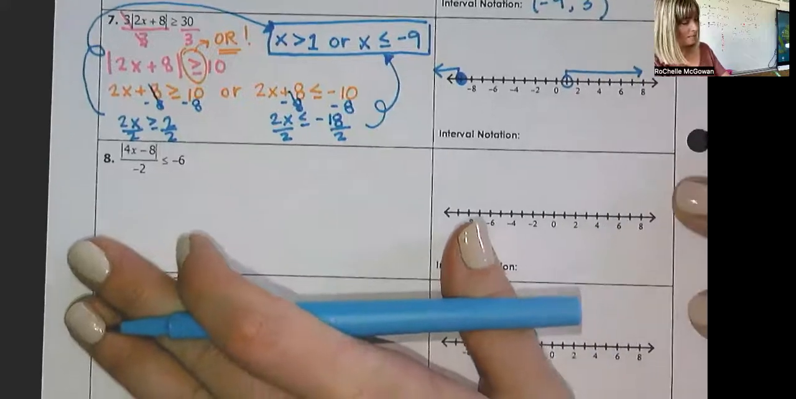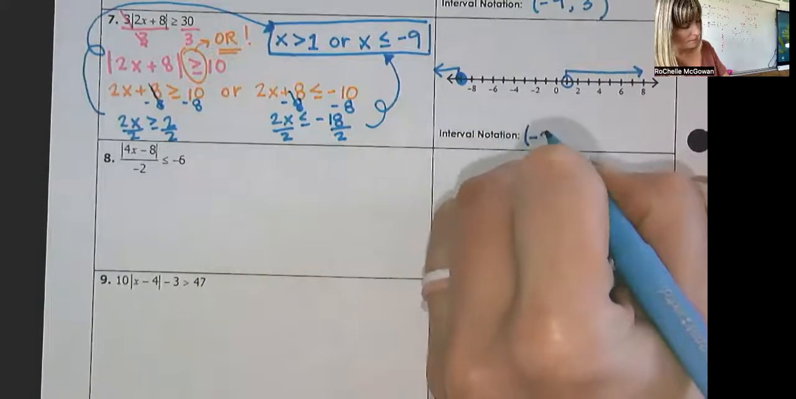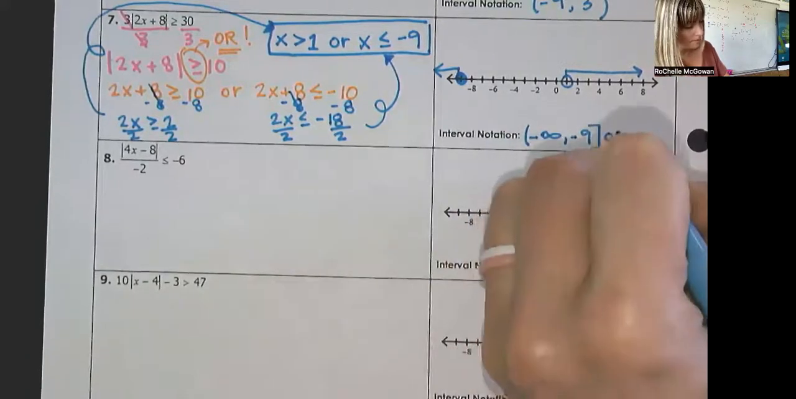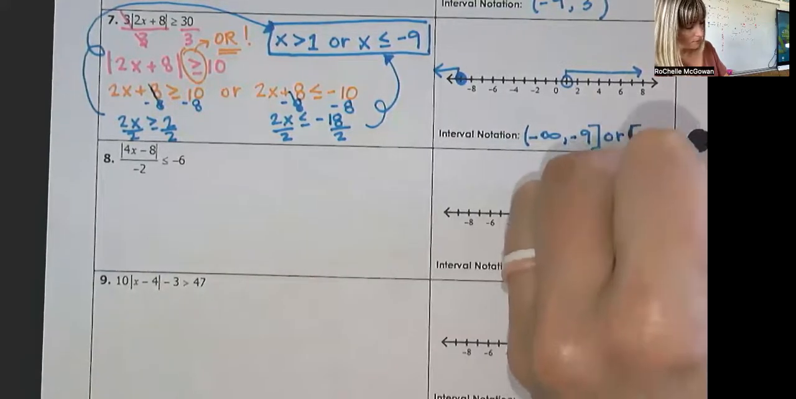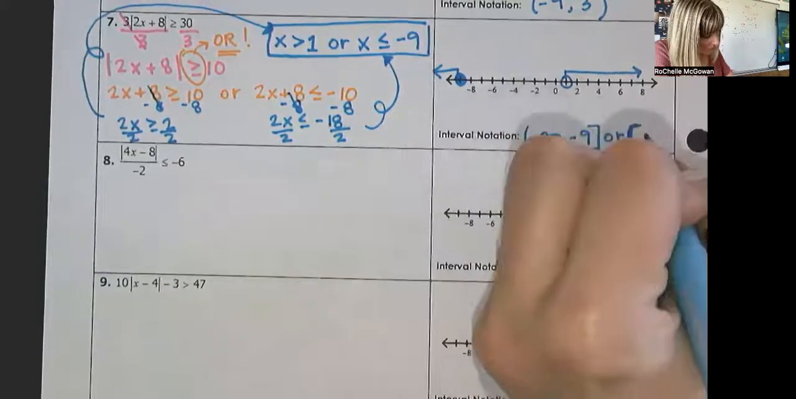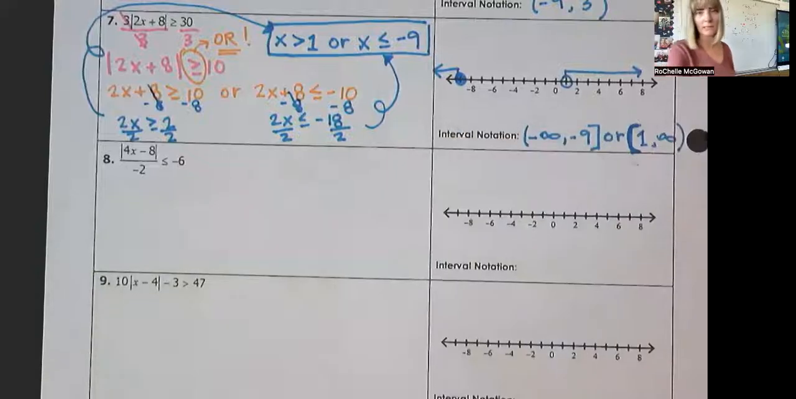Good sign. My interval notation then, I'm going to start with this one down here. From -infinity up to -9 with a bracket. Or 1, oh no, parenthesis. That's an open circle, Miss McGowan. Parenthesis from 1 to infinity. Make sure you write a parenthesis, not a bracket, like I accidentally did.